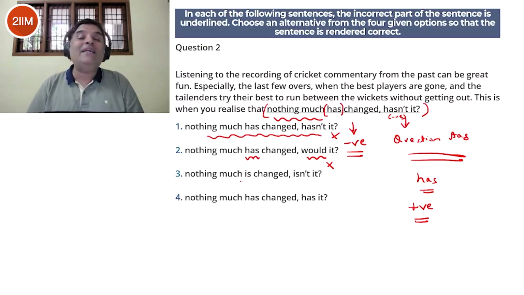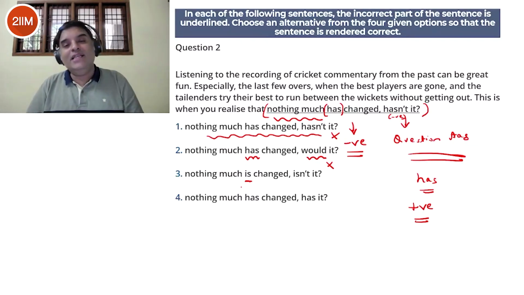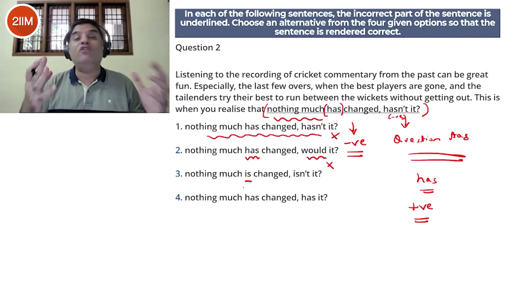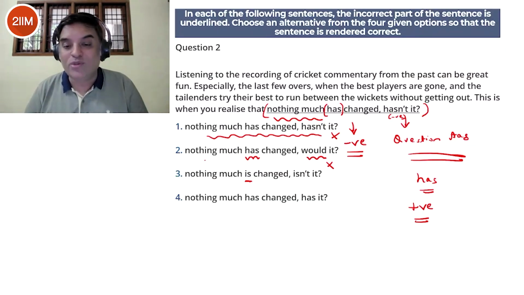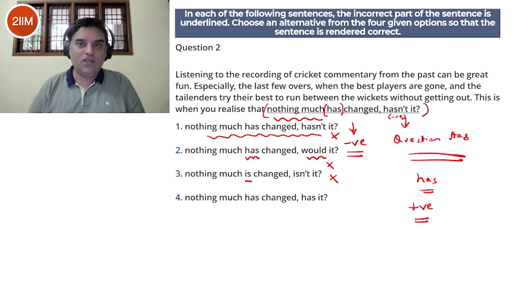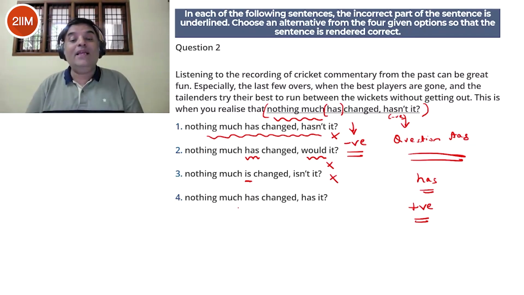Nothing much is changed, isn't it? Now, this is grammatically wrong. It's wrong to use is here. In this construction, is will not fit. We will say nothing much has changed. Changing it to is is just grammatically wrong. That's not the natural way of writing this. So that's why we will not use is here. It's wrong. So this is gone. Nothing much has changed, has it?